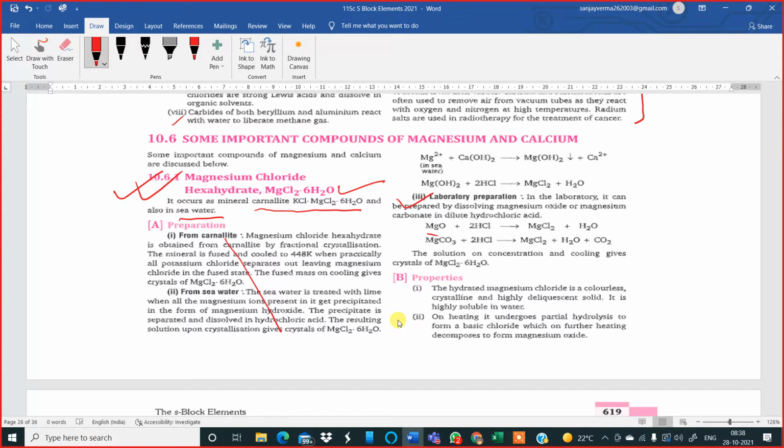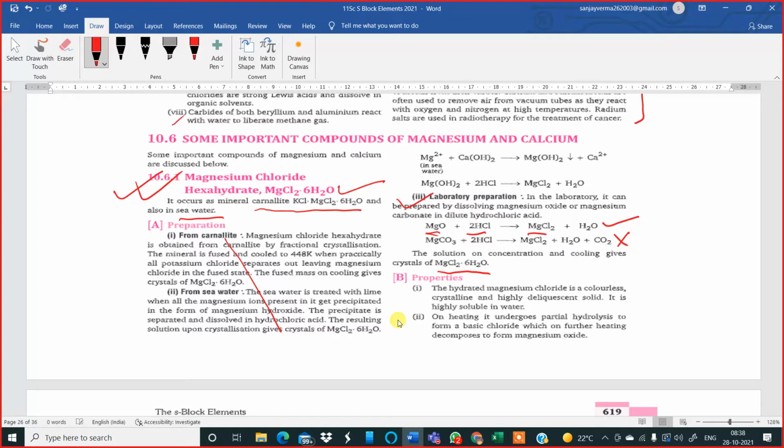Or magnesium carbonate. So just follow this first equation only, not the second one. If you react magnesium oxide with hydrochloric acid, it forms magnesium chloride. Upon crystallization, the solution on concentration and cooling gives crystals of magnesium chloride hexahydrate. So this is the required preparation, only from magnesium oxide.